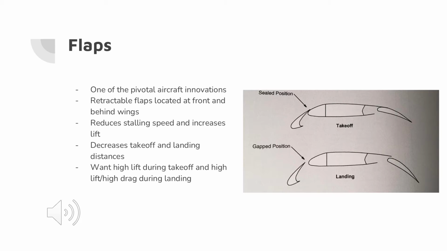Flaps are one of the most important inventions in the history of aviation. They are located at the front and back of plane wings. The goal is to maintain low drag at high speeds, like at cruising altitude, while also having high drag and lift at takeoff and landing. This is achieved by being able to change the shape of the wing mid-flight through the use of flaps. Flaps allow for shortened takeoff and landing distances. High lift at takeoff and high lift and drag at landing are preferable.